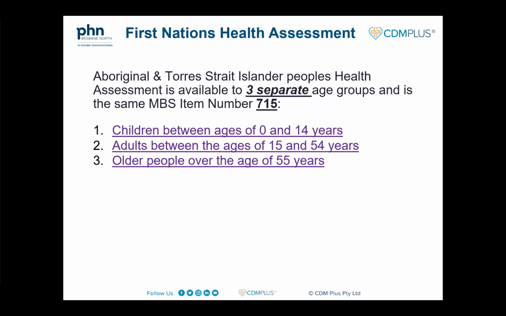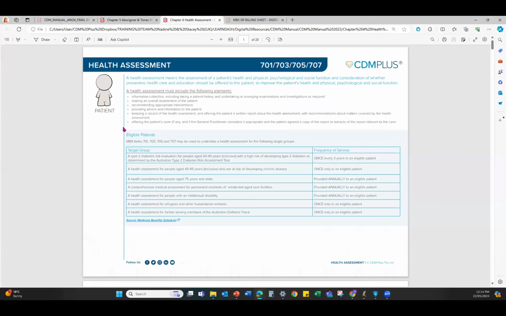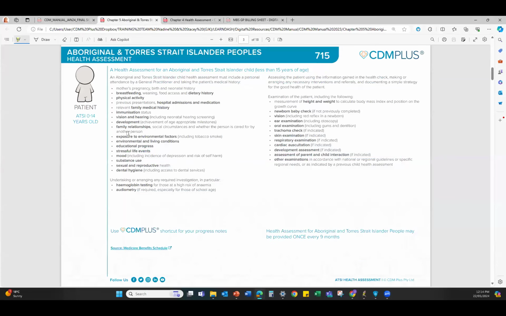The adult health check, the 15 to 54, I might just show you in a little more detail on the next screen. So I might just switch that over now. So that's our 0 to 14. You can see this is straight from the Medicare descriptors. This is our training manual.